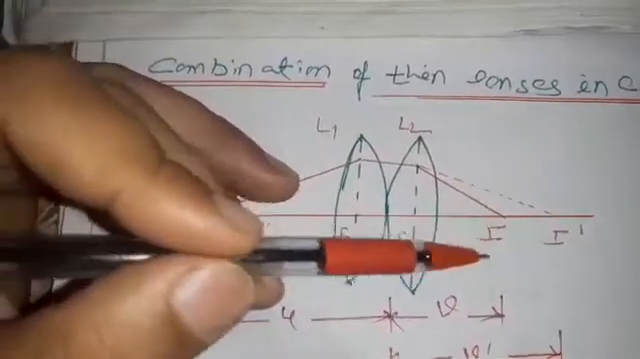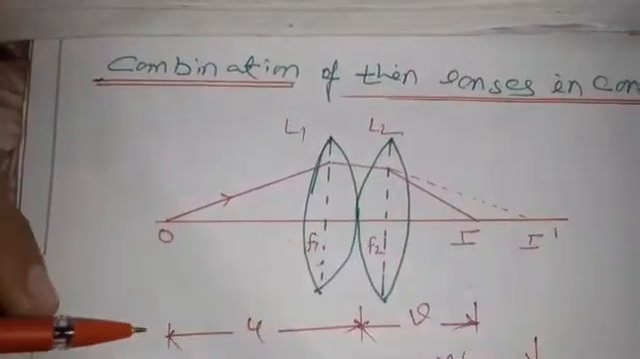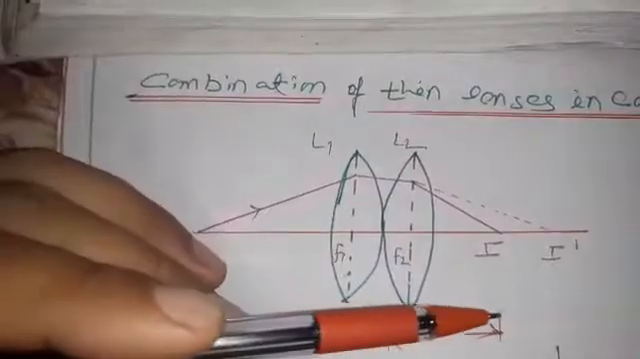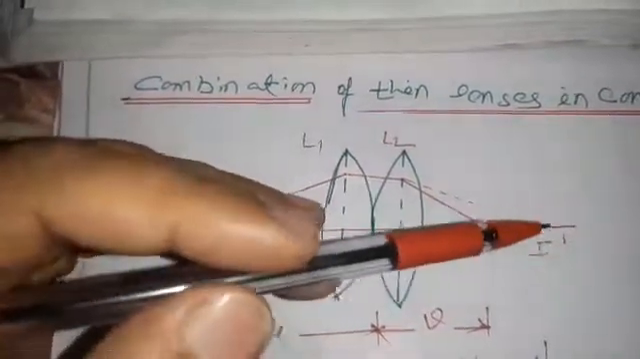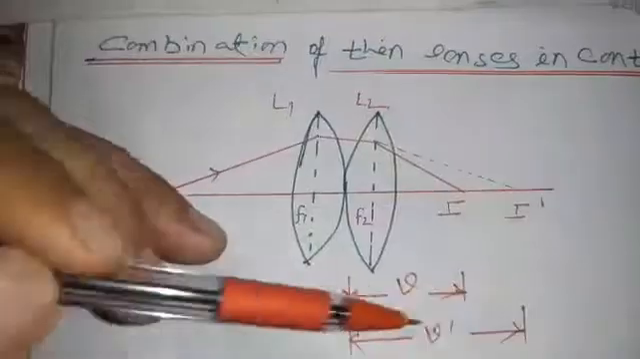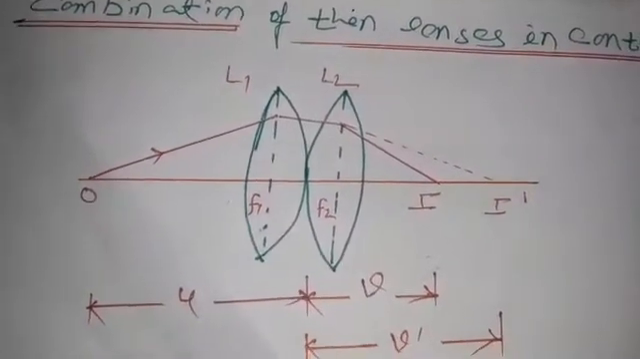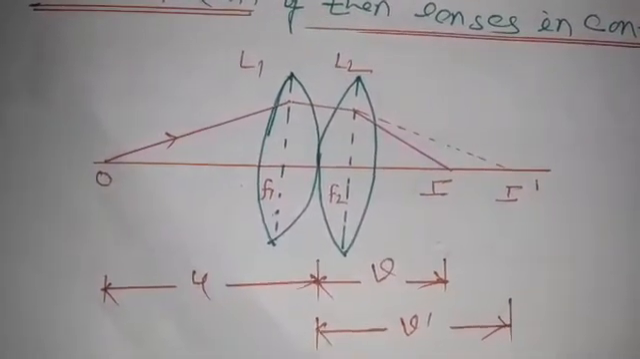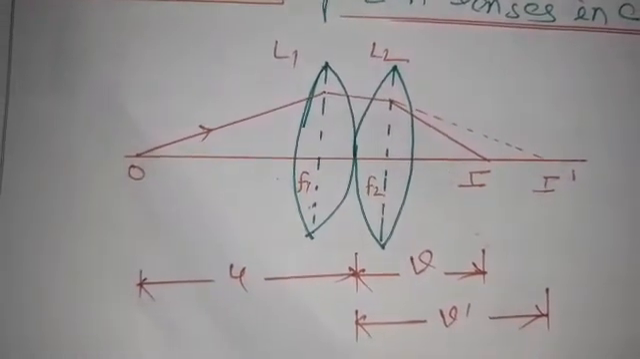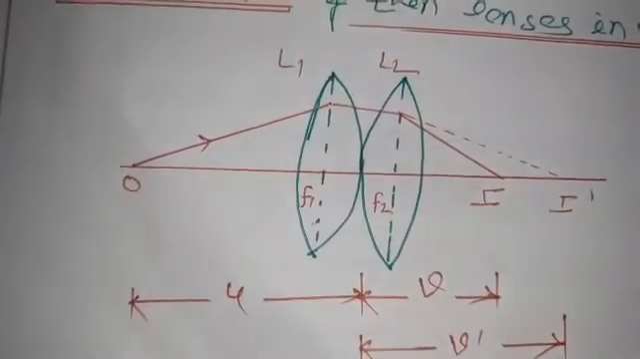final image at I. Here u is the distance of the object from the surface of contact, v is the distance of the image from the surface of contact, and I dash is also at a distance from this surface of contact, that is v dash. Since the lenses are thin, we assume the optical centers P of the lenses to be coincident.